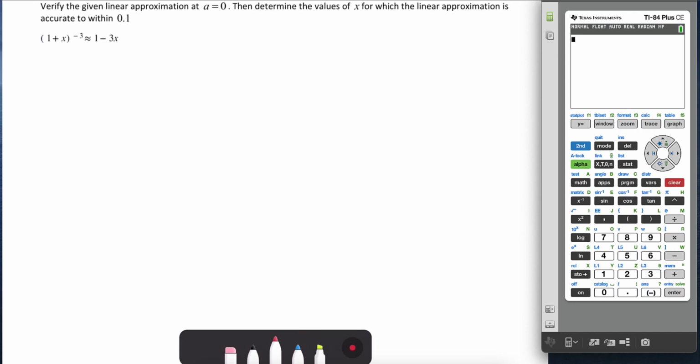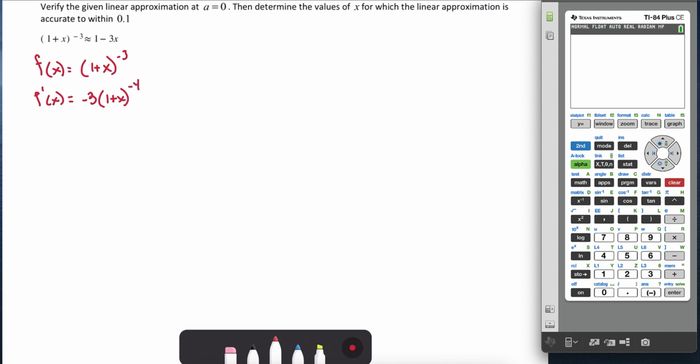Verify the given linear approximation at a equals 0. Then determine the value of x for which the linear approximation is accurate to within 1/10. Here we can see that f is 1 plus x to the negative 3. So f prime is negative 3 times 1 plus x to the negative 4 power.